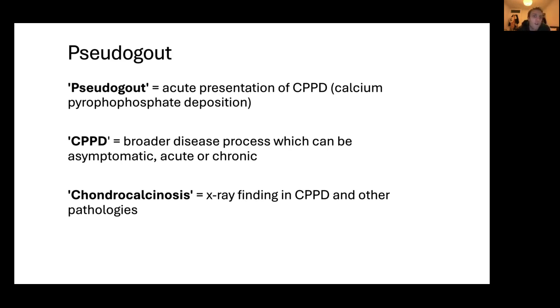Now often you'll hear people conflate pseudogout or CPPD with chondrocalcinosis, which is actually an X-ray finding of calcium pyrophosphate deposition in the soft tissues around the joint. So we'll talk about that in a minute when we look at an X-ray.